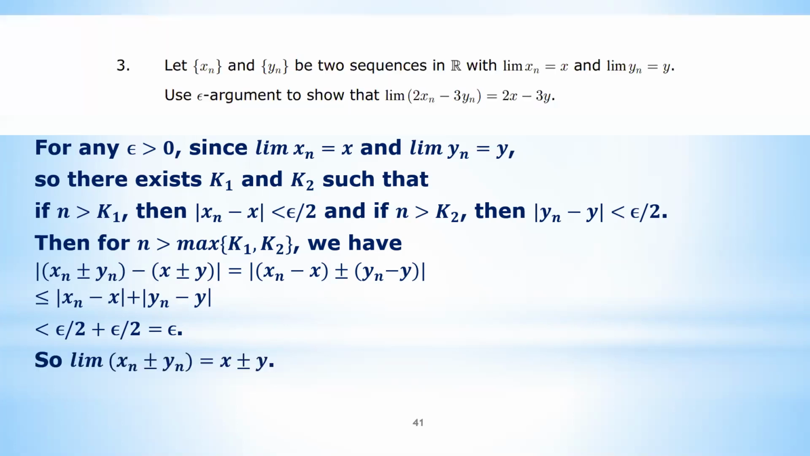The homework problem is like this. It is number 3 in the homework list. Suppose you have xn and yn be two sequences, and I want you to show that for the linear combination, the limit of 2xn minus 3yn equals 2x minus 3y.